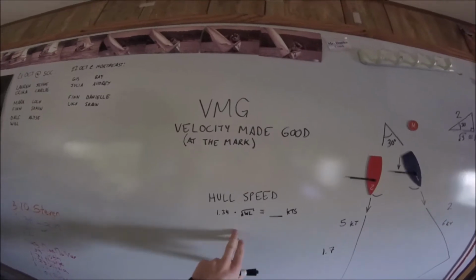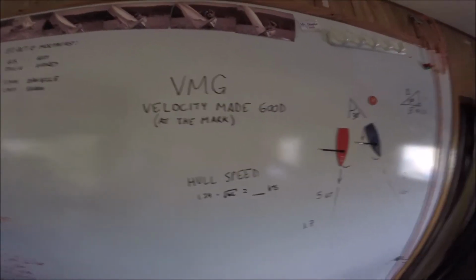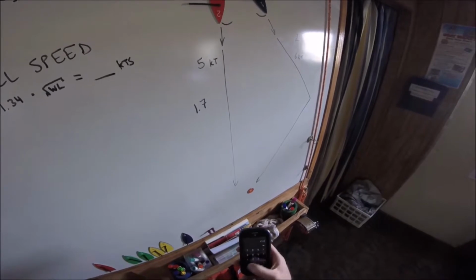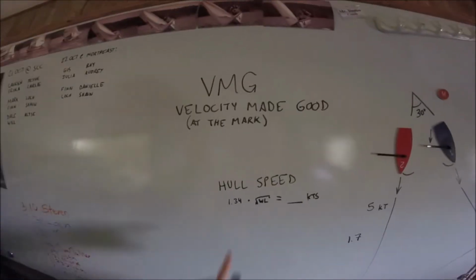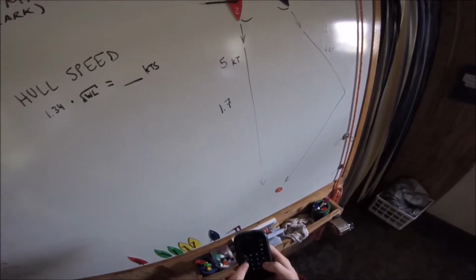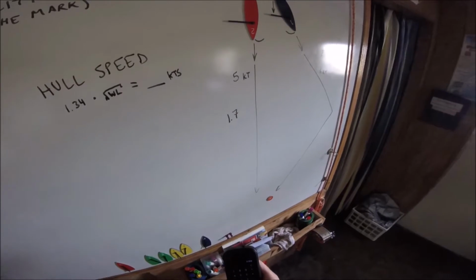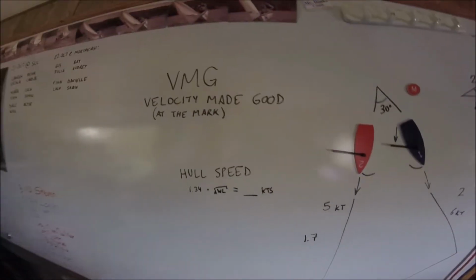So 1.34 times the square root of 14. I've only got my phone calculator with me, but that's probably about 3.7, something like that. Let's check 3.7. Yeah, look at that, that's almost perfect. So 1.34 times 3.7 equals just about 5 knots. I'd say that's enough that we could say basically 5.